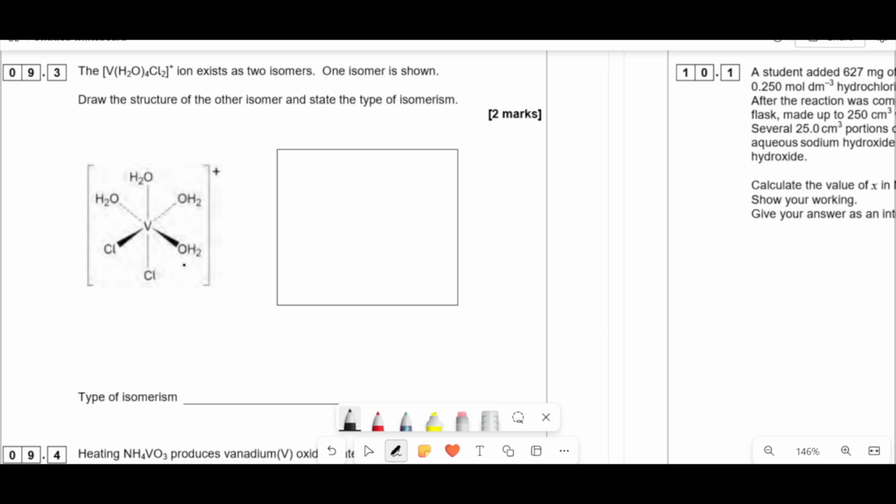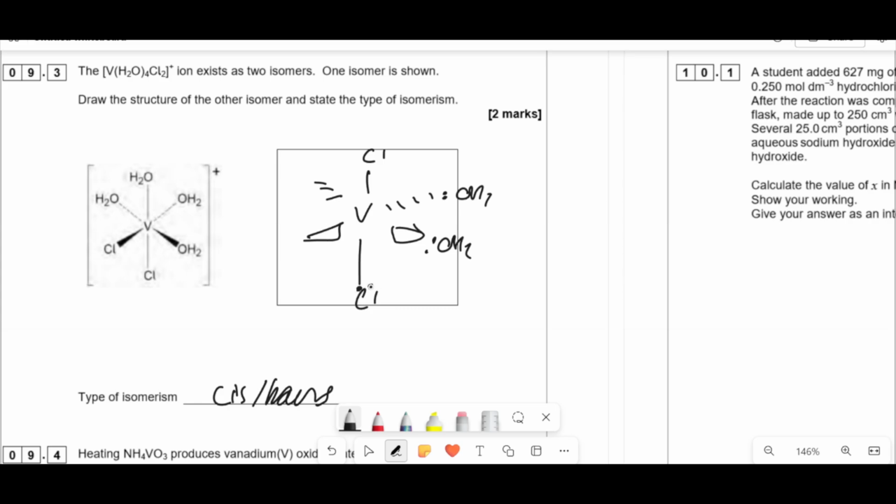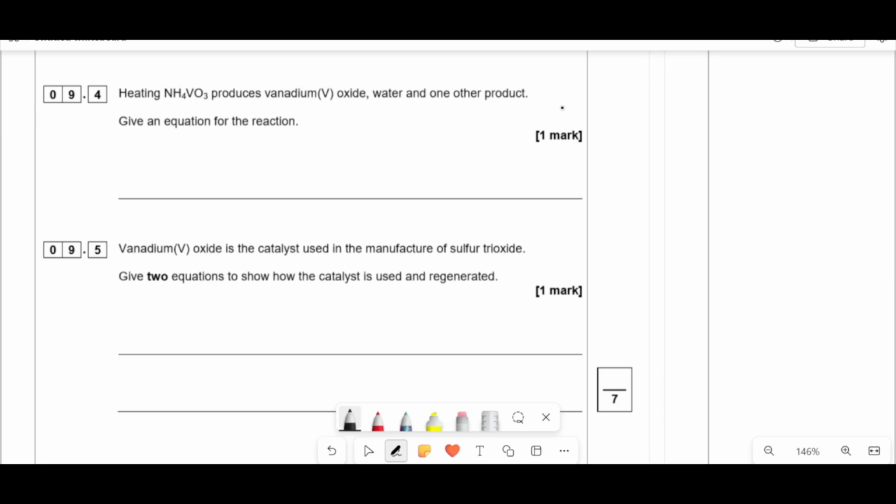So H2O, H2O, Cl, Cl, H2O, H2O. So this has got to be cis-trans isomerism because you've got 2 different groups amongst 4 of them. So this is the cis one. The trans one is where they're on the opposites. If I start actually by drawing the thing here with its things, like here, there, and then there, and then there, and then I can put them on opposite sides. So Cl, Cl, OH2, OH2, put our lone pairs there, H2O, and then H2O like that. There you go. Now it says heating this produces vanadium oxide, one other product, give equation.